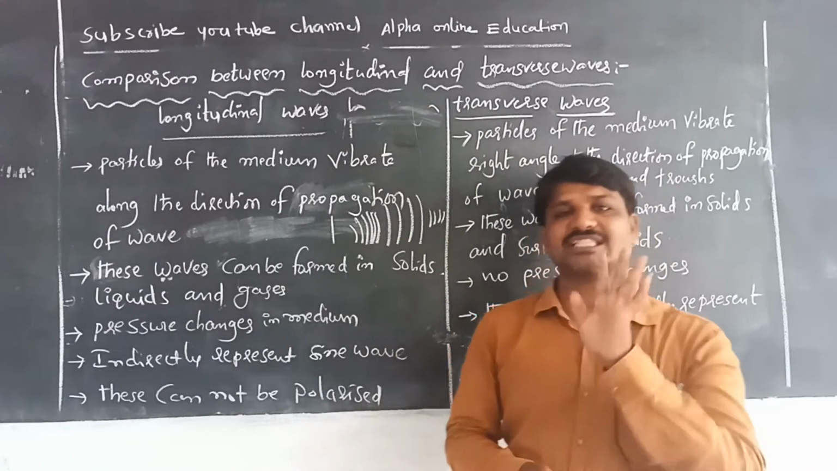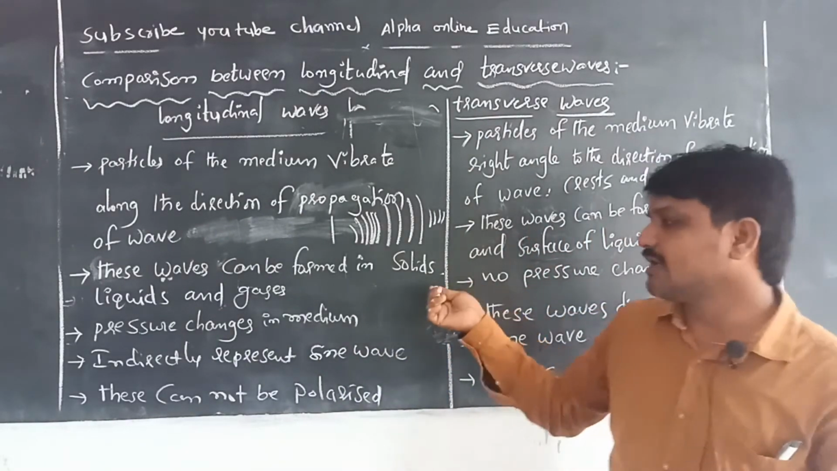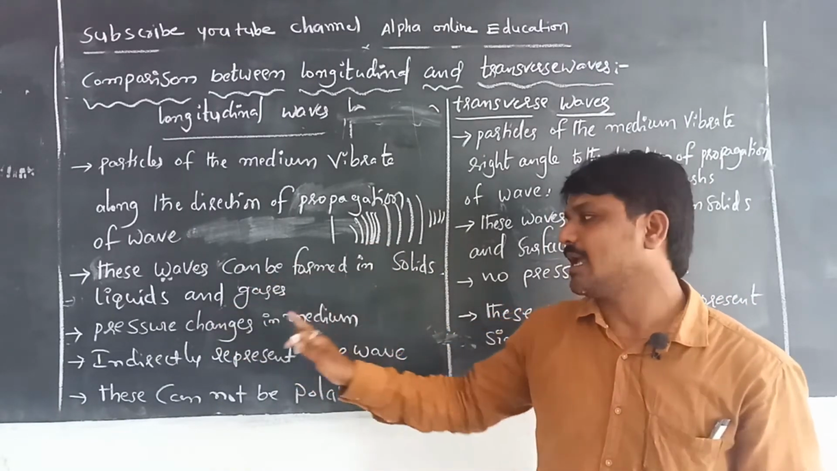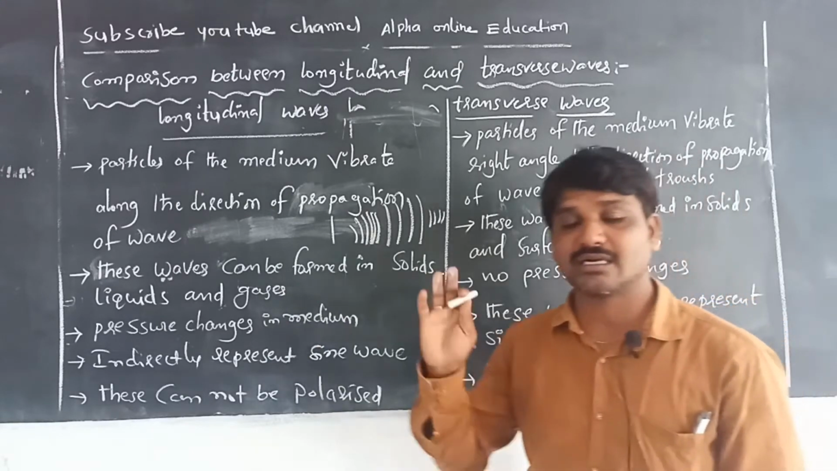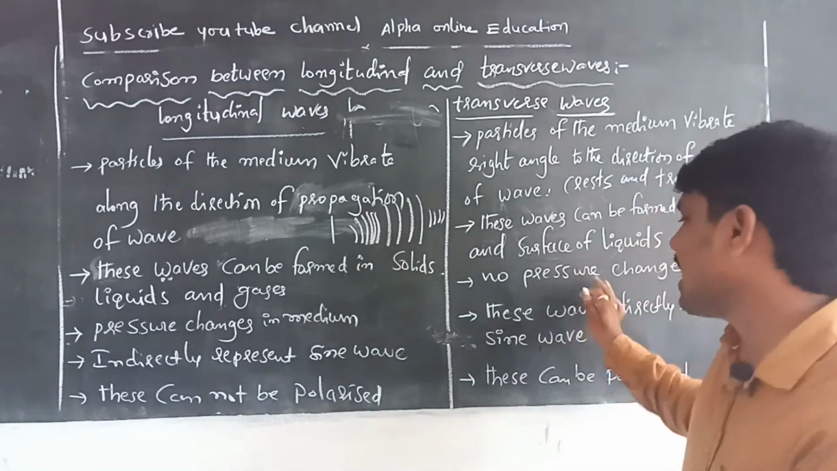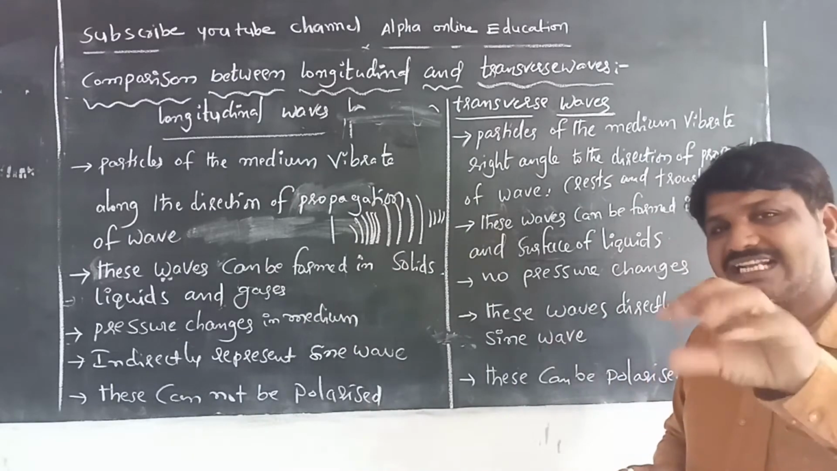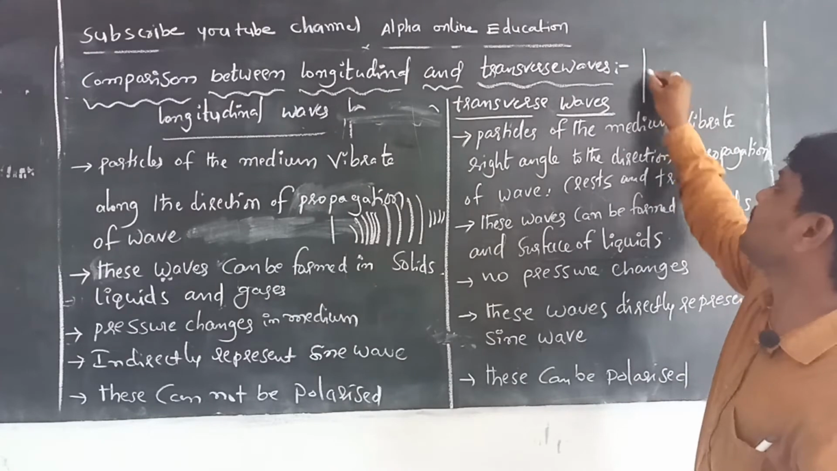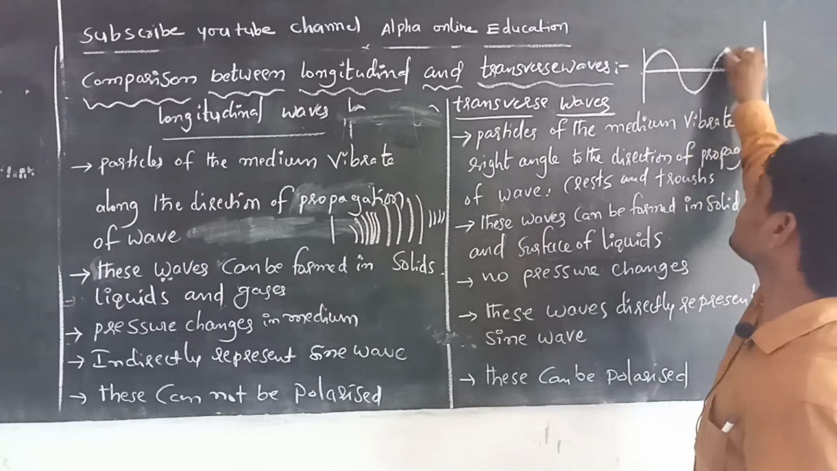There are no pressure changes. Only when longitudinal waves are propagating do pressure changes occur in a medium. But when transverse waves propagate, there are no pressure changes. And these waves directly represent the sine wave. We have discussed the sine wave. The sine wave is like this.